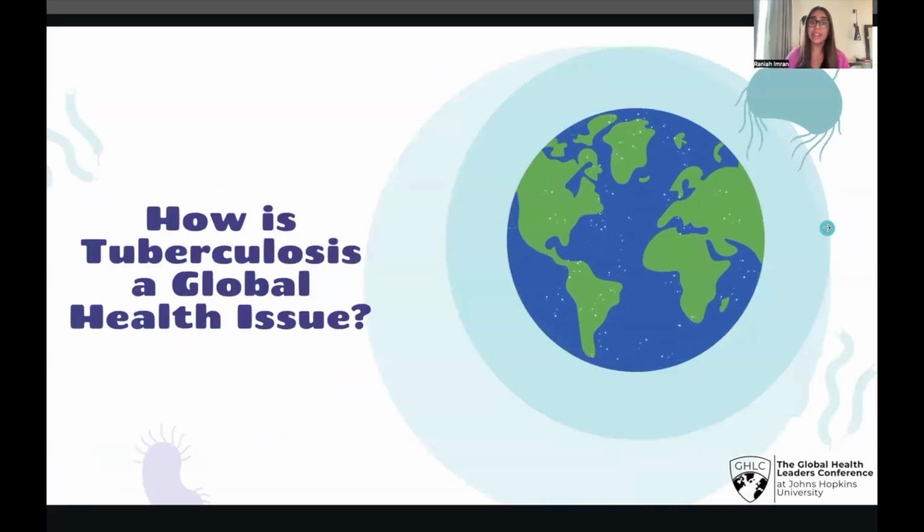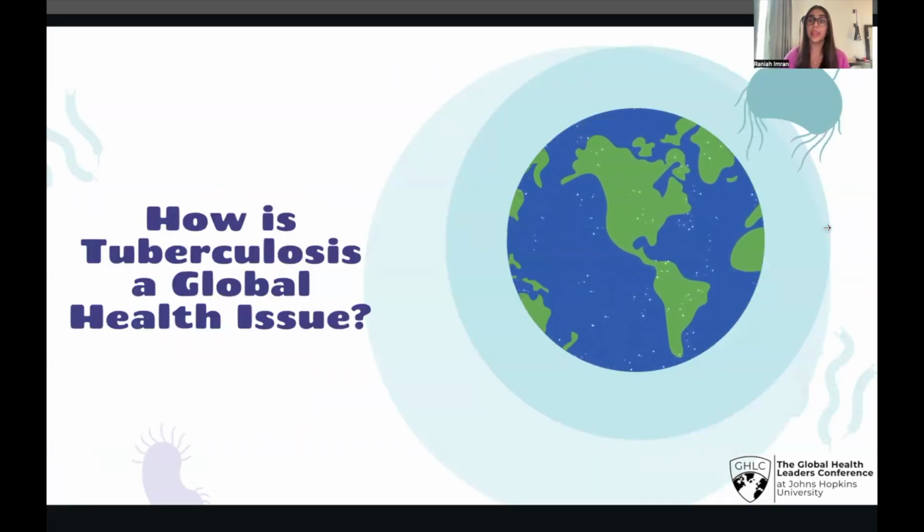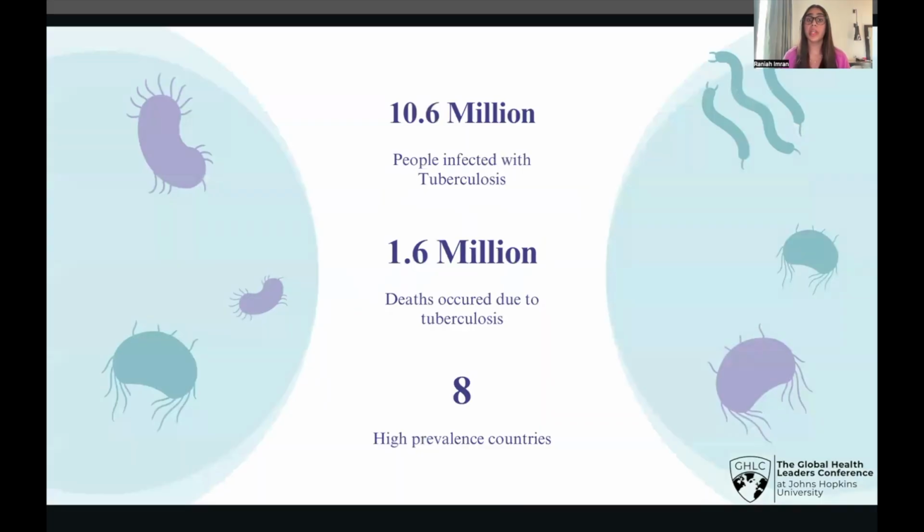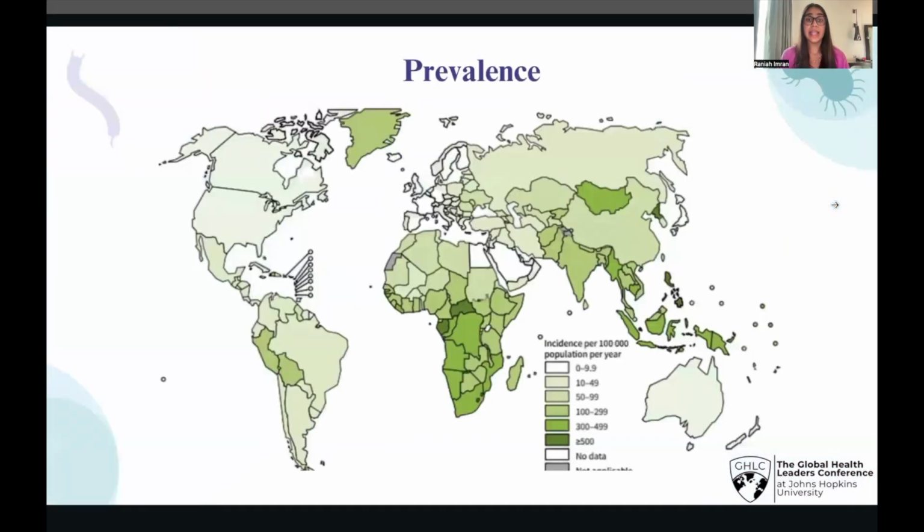You may be wondering, how exactly is tuberculosis a global health issue? Well, according to the Global Health Report conducted by the World Health Organization, as of 2022, 10.6 million people worldwide have been infected with tuberculosis, with 55% being men, 33% being women, and 12% being children. Of those 10.6 million people, 1.6 million deaths have occurred. As you can see in this image, most high incidence areas appear to be in Nigeria, the Democratic Republic of the Congo, India, Indonesia, the Philippines, China, Pakistan, and Bangladesh.